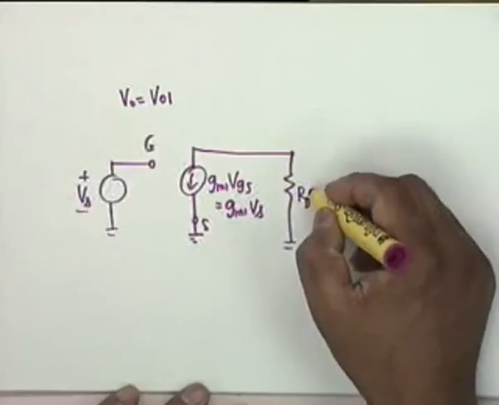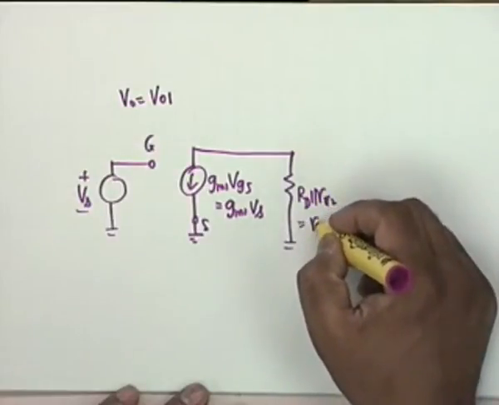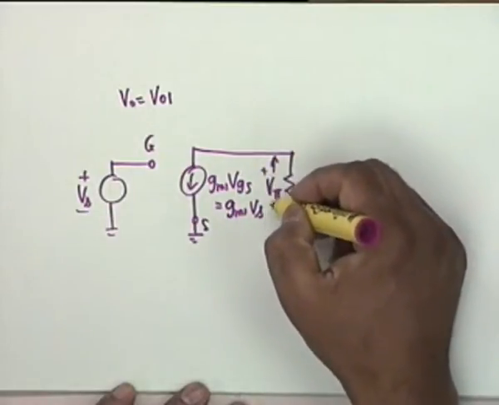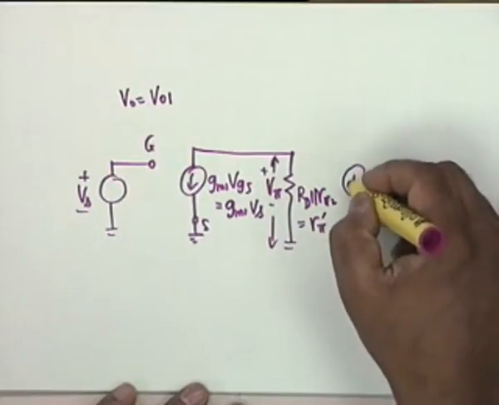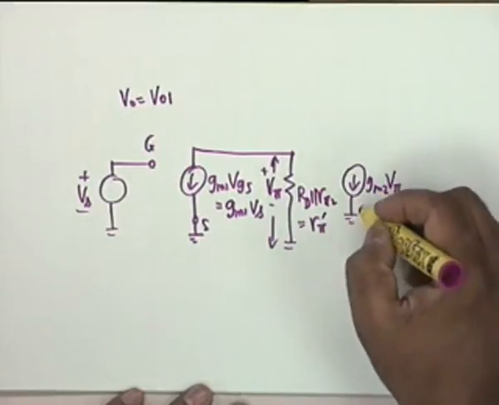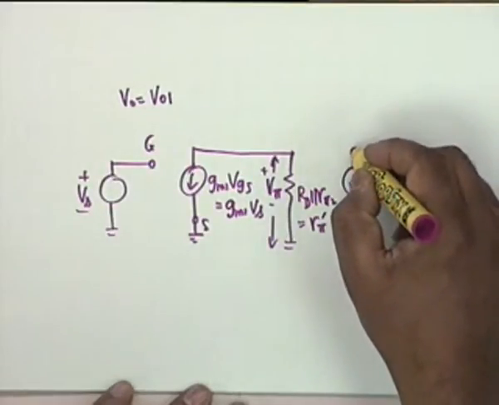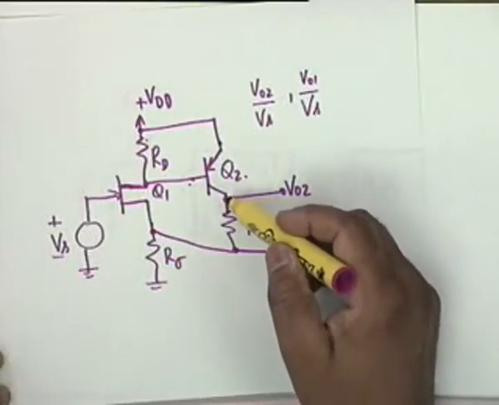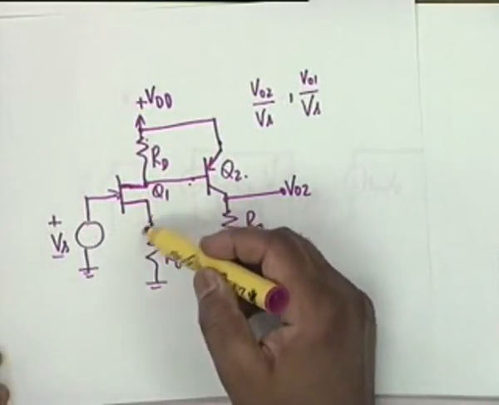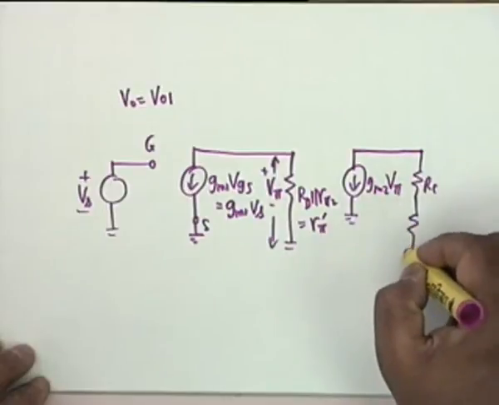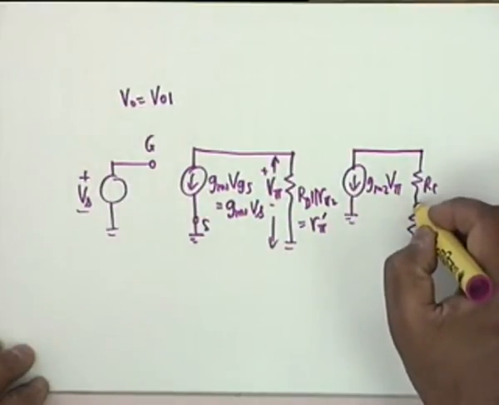Okay, so this would be RD parallel R pi 2. We call this R pi prime, let's say. Okay, and this voltage is V pi. Then you have a gm2 V pi, gm2 V pi, that goes to ground, and what you have here is RC, then you have to open this because it's a series connection. So RC plus R sigma, and the voltage is taken from here.